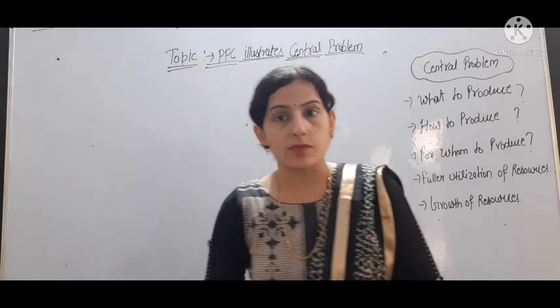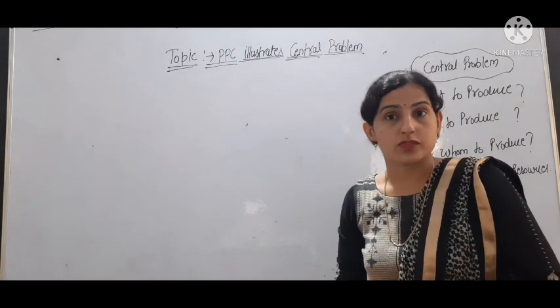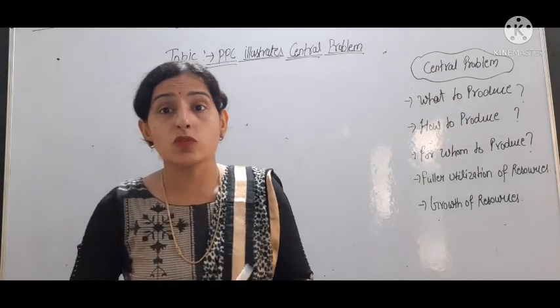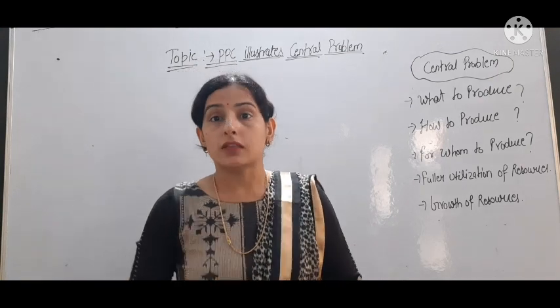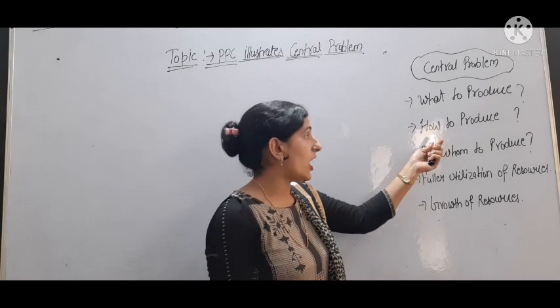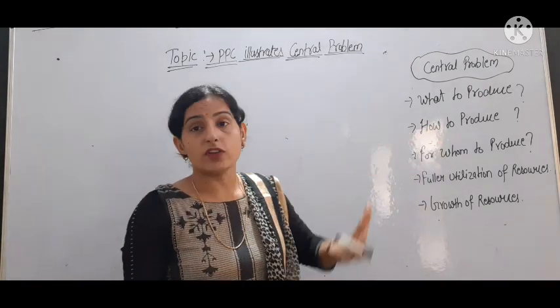Today we will discuss how the PPC illustrates the central problems. In the previous video we talked about the central problems. So what are the central problems? The main central problems that we have discussed are: what to produce, how to produce, and for whom to produce. These are the three problems that we have discussed.